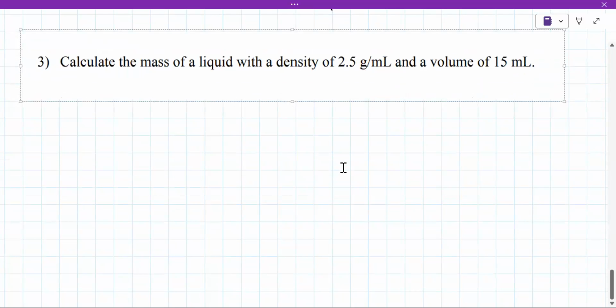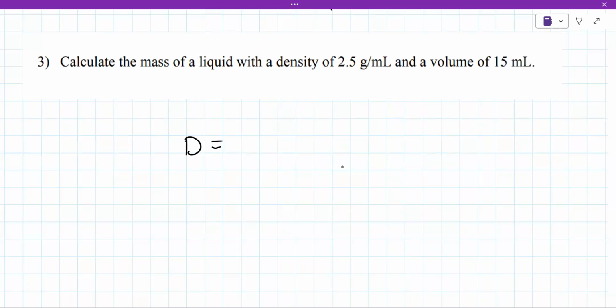Calculate the mass of a liquid with a density of 2.5 grams per milliliter and a volume of 15 milliliters. Can you give me the formula for density one more time? The formula for density: D equals M divided by V. Okay, the M is 2.5 and the V is 15. The V is definitely 15 because it says volume.